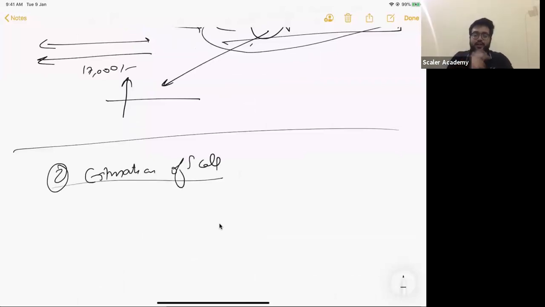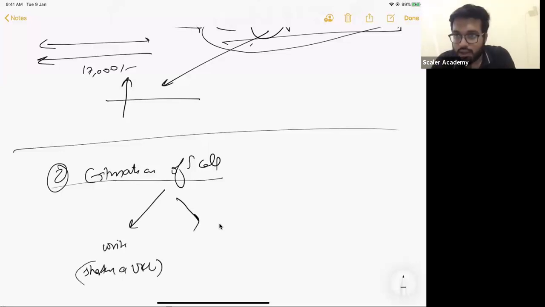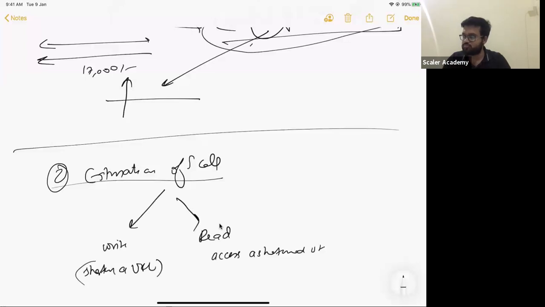Okay, let's try to estimate the amount of traffic that your system is going to get. Okay, do you appreciate that there are going to be two kinds of traffic? One kind of traffic would be that you want to write, which would mean shorten a URL. Folks, does it make sense? One kind of request would be that you want to shorten a URL. The second kind of request would be a read request in which you want to access a shortened URL.